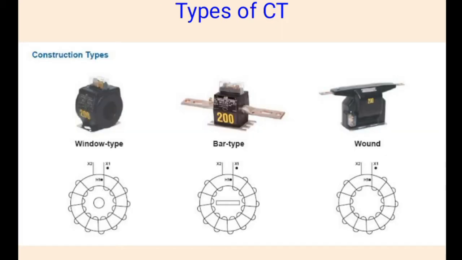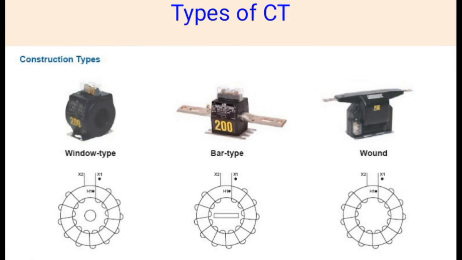These are the various types of CTs: window type, bar type, wound type. So many types of CTs are there. In power panels or control panels, we are using wound type, window type CT, bar type CTs, and in substations we are using wound type CTs.